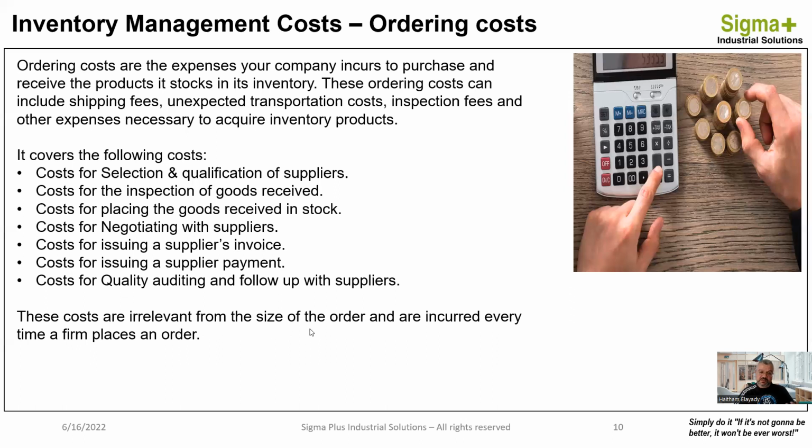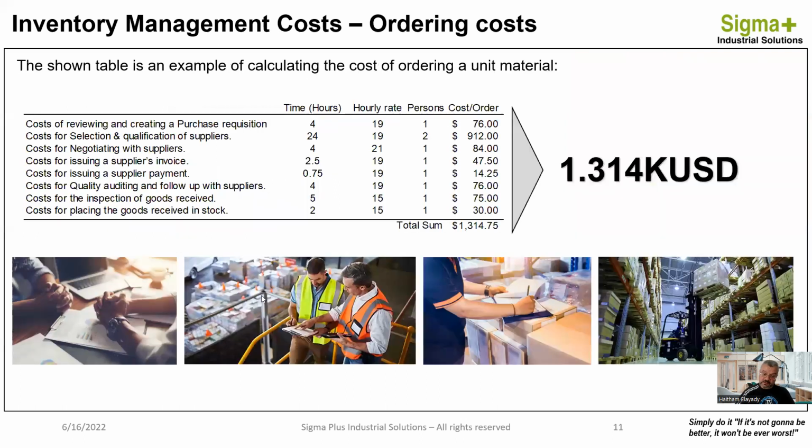So whatever is included in the order, it doesn't matter, but it is directly correlated with the high frequency of ordering the materials. So as much as you are ordering the materials, as much as the associated cost will increase. So the shown table is an example of calculating the cost of ordering a unit material.